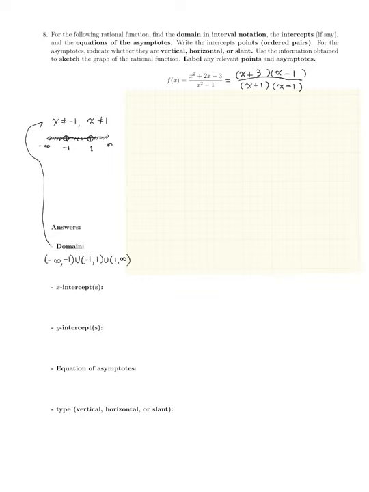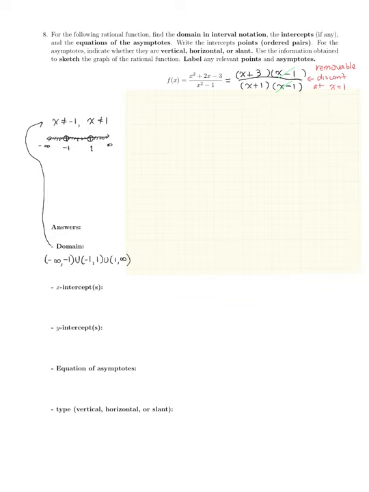Now, notice that we can cancel out the x minus 1s. That means that we're going to have a removable discontinuity at x equals 1. Meaning, along the graph, at x equals 1, you're going to have a little hole there.